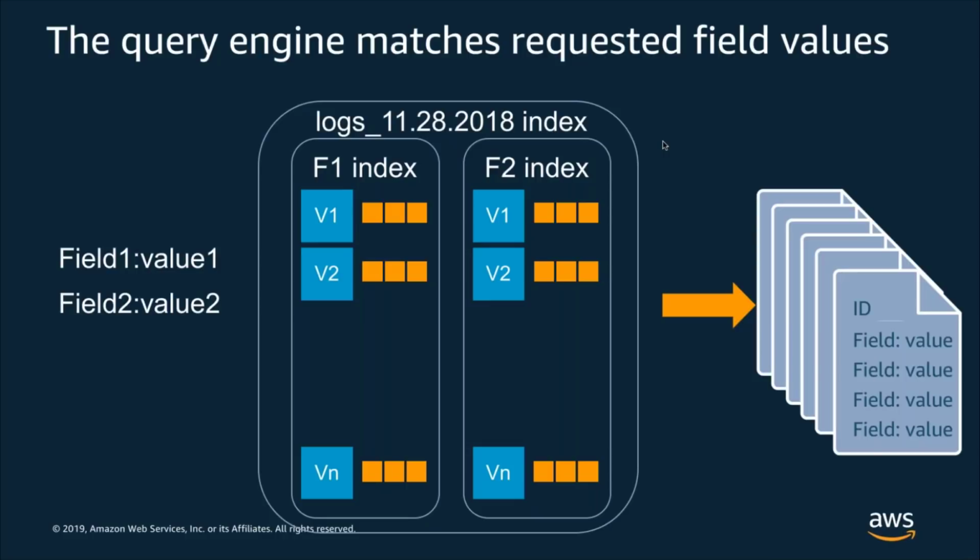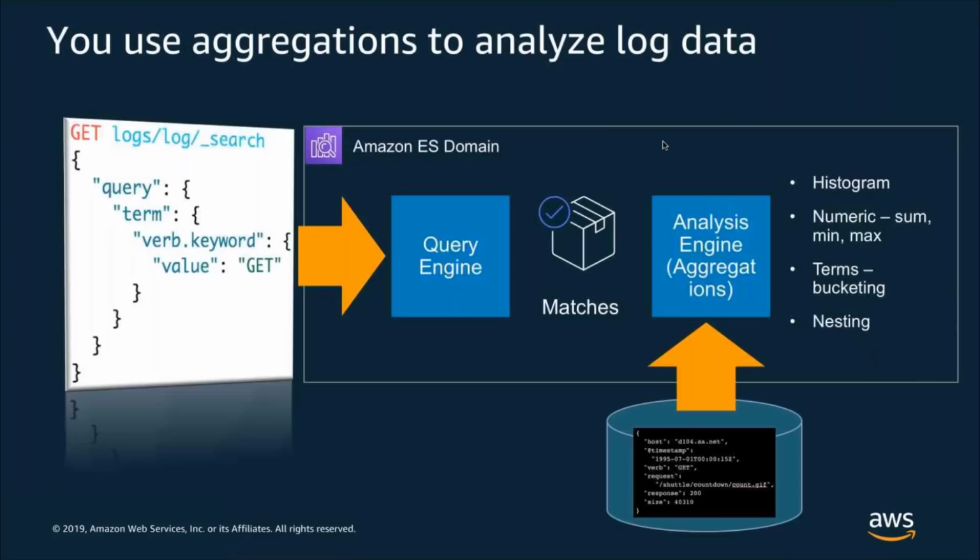As we look at Elasticsearch performance, the match step is typically not the long pole. It's usually the scoring and sorting, especially for search use cases.